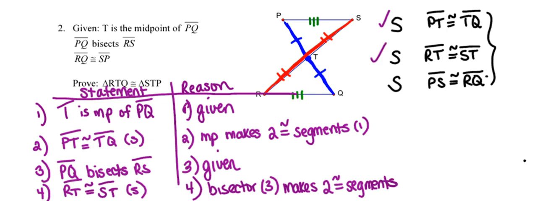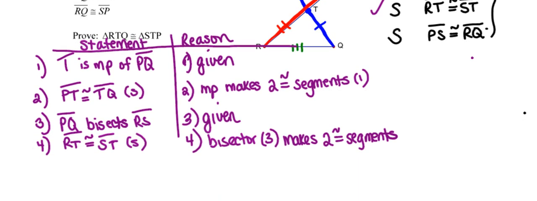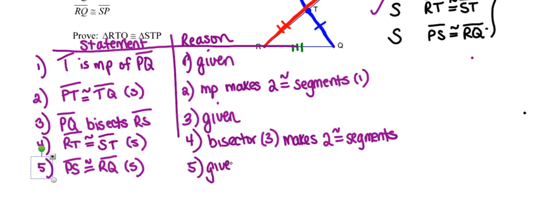All right, so I've discussed that one. I'll check that off on my list. And the last one that I need to discuss is segment PS and RQ being congruent. And I knew those two were congruent because it was given to us that they were congruent to each other. So that's my favorite reason in every geometry proof, that it's given.